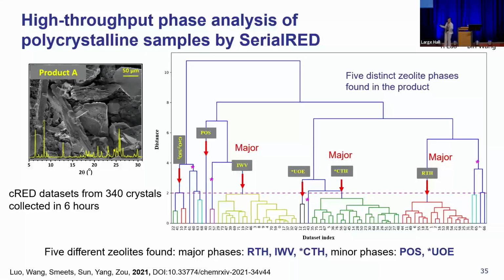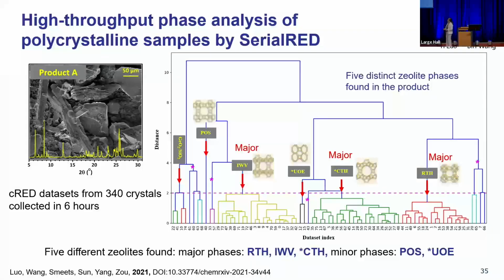We found out that there are actually plenty of phases in this sample. There are starting phases like germanium oxide, and there are 5 different zeolites in the same batch: 3 major phases and 2 minor phases. This one was found twice, as you see here, and this one was found once. You can identify the phases, and since you have 3D data, you could also solve the structure if you don't know it.